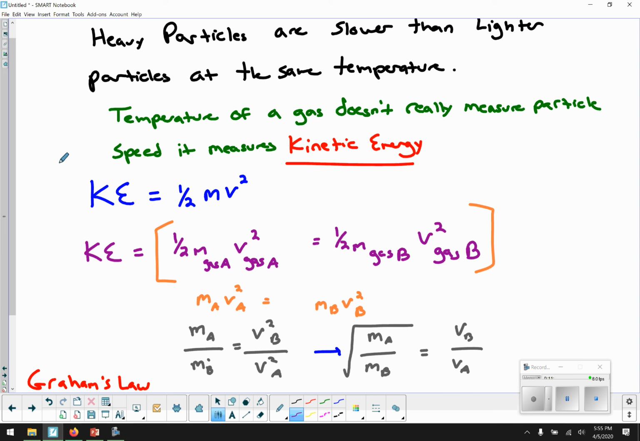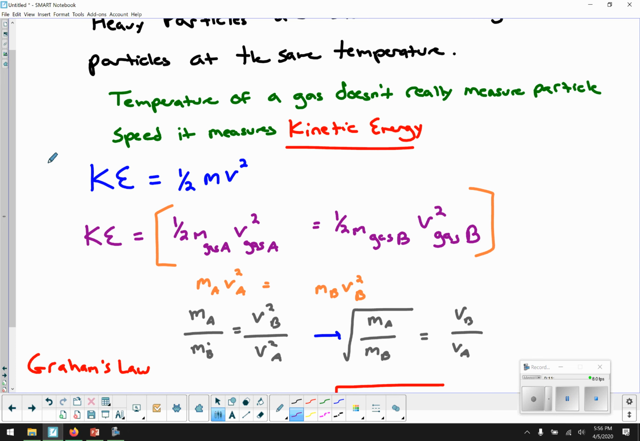So if we have two gases of different masses, and we know one is going 10 kilometers per hour or 10 meters per second or whatever, we can figure out what the other one is going at the same temperature, because they have to have the same kinetic energy. And the way we do that is the next law. It's called Graham's law, Graham's law of effusion and diffusion. And we'll talk about what effusion and diffusion are. Actually, I'll do that right now. So first of all, not that one.